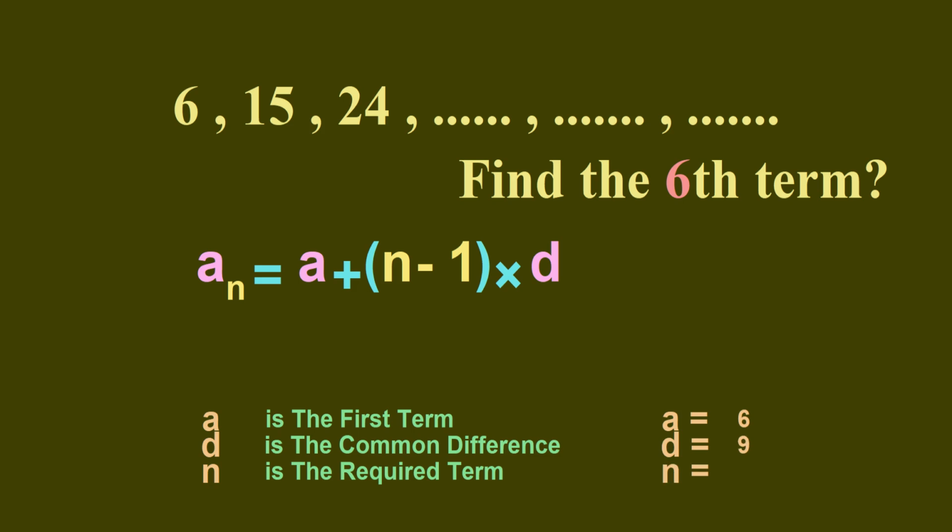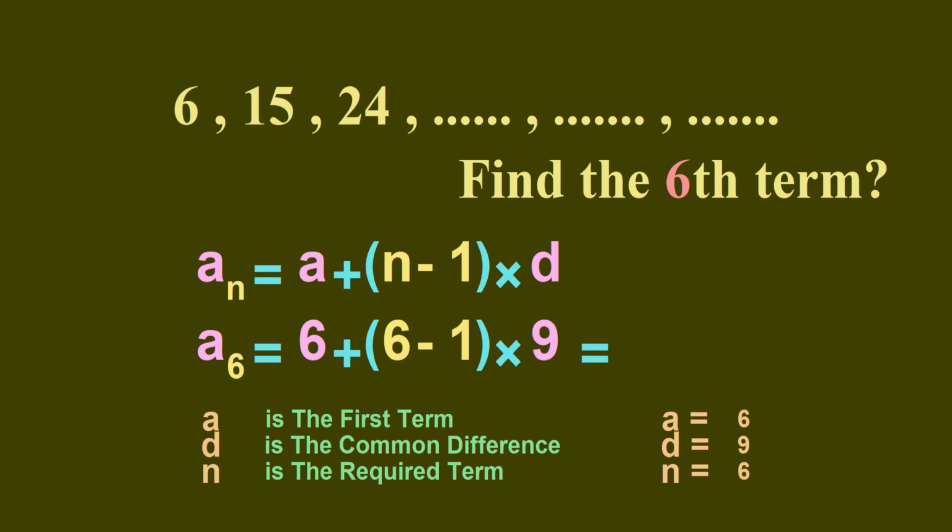We substitute into the formula the values of a, d and n, and we get that a_6 equals 6 plus (6 minus 1) times 9, which equals 6 plus 5 times 9, which equals 51. And this was the solution by using the formula method.